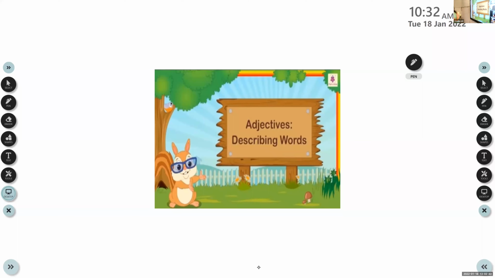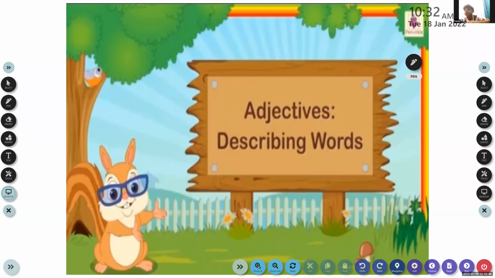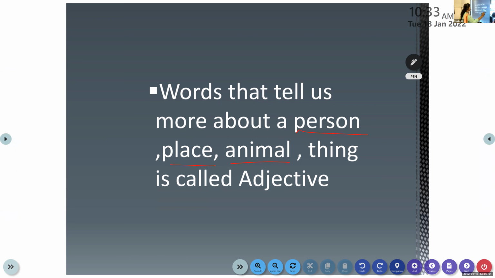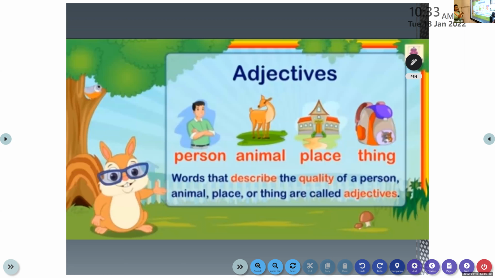Adjectives are describing words. Words that tell us something more about a person, a place, an animal, or a thing are called adjectives. Clear to all of you? All of you look at this picture. Adjectives describe a person, an animal, a place, a thing. So words that tell us something more about a person, a place, an animal, or a thing are called adjectives. Clear to all of you?